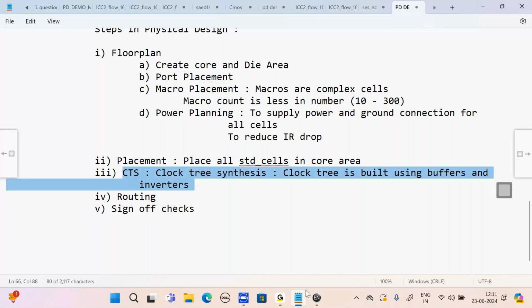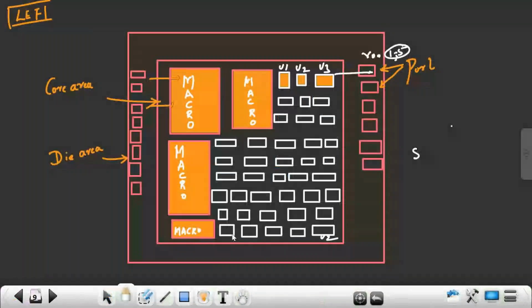So why do we have to build the clock tree? What is the necessity for building a clock tree? For example, assume I have a few flip-flops here. This is one flip-flop. These are the flip-flops I have in my design. How many flip-flops will I generally have in my design? Minimum 2 lakh flip-flops. Out of 20 lakh cells, at least I will have 2 lakh flip-flops.